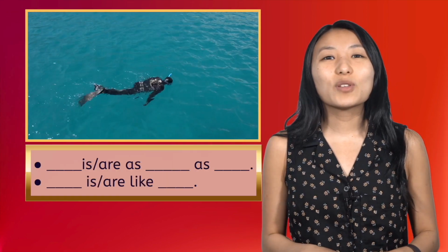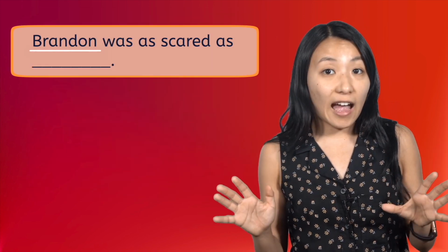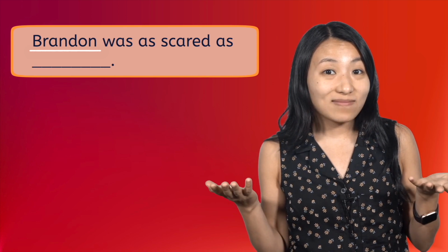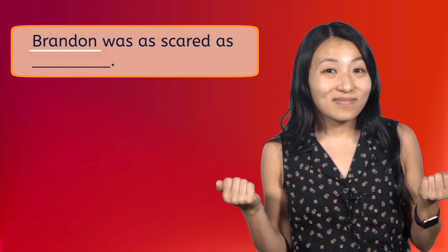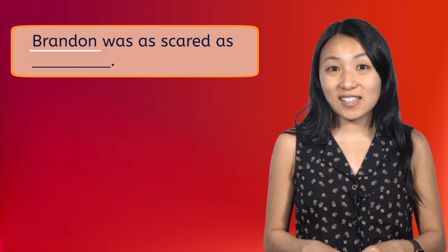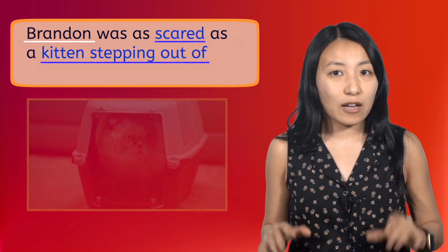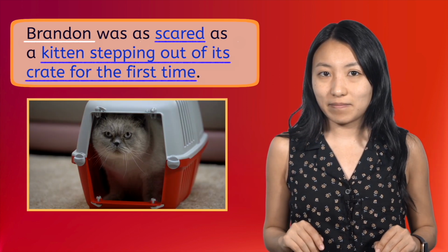Now it's your turn. If I wanted to use a simile to describe how scared my cousin Brandon was to go snorkeling, how would I write that simile? You can use the frame below to help form the sentence. Brandon was as scared as what? An example of something you might come up with is, Brandon was as scared as a kitten stepping out of its crate for the first time.